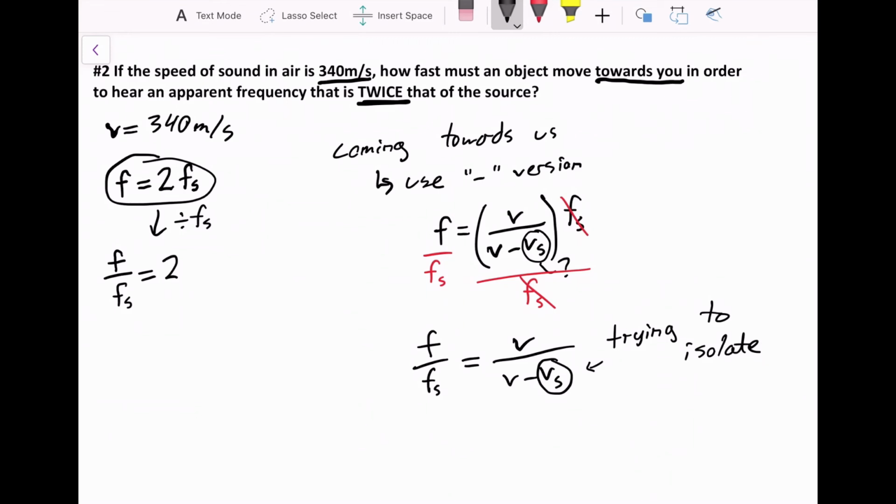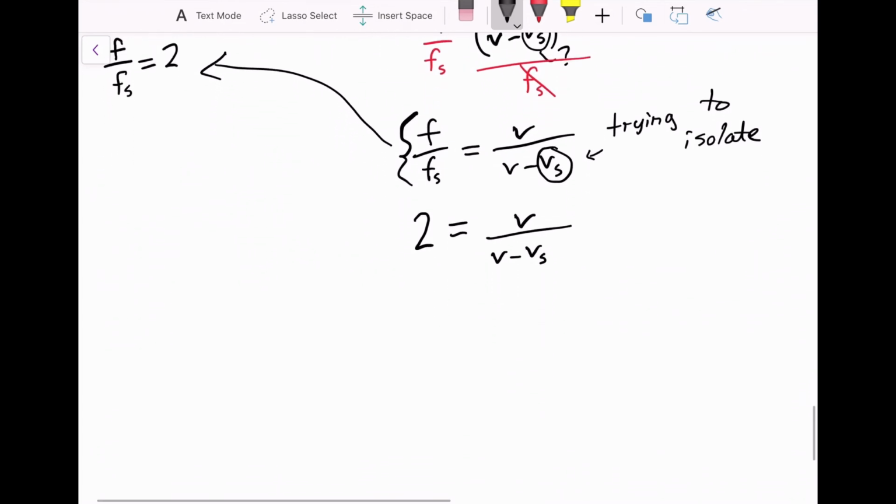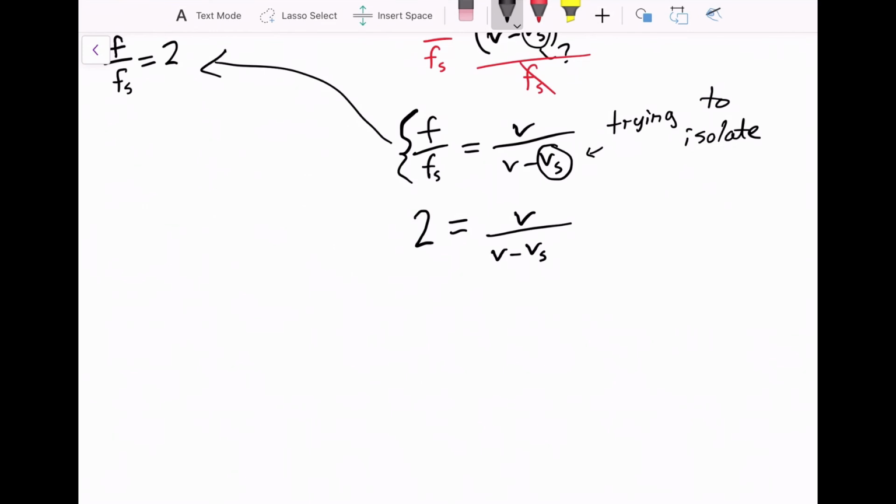One thing that we can do to make our lives a little bit easier here, so this frequency over the frequency of the source, we said that's equal to 2, so we can just go ahead and replace that. So instead of F over Fs, we know that F over Fs is equal to 2. We're just going to write 2 instead, is equal to speed of sound divided by speed of sound minus speed of the source. And so this has simplified down a little bit. Again, we're just trying to isolate this speed of the source. We can multiply both sides by V minus Vs.